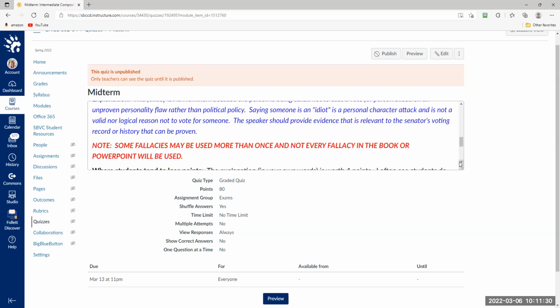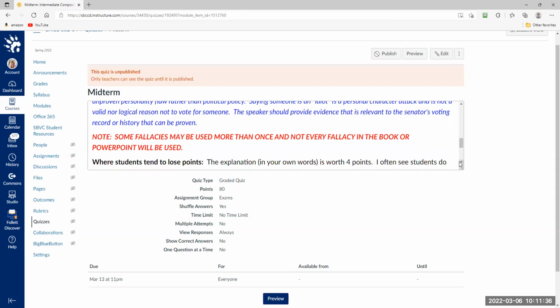So again, some of the fallacies may be used more than once, and some may not be used at all. So this is where students tend to lose points, and I want to talk about that. You get 1 point for naming the fallacy, and then you get 4 points for the explanation. And I think students get kind of lost in the explanation area, which is worth 4 times more than naming the correct fallacy, right?